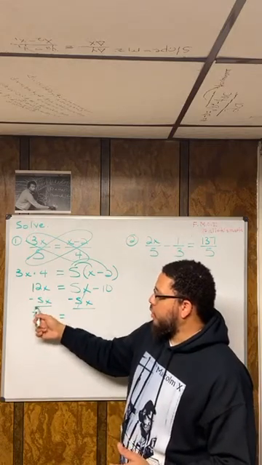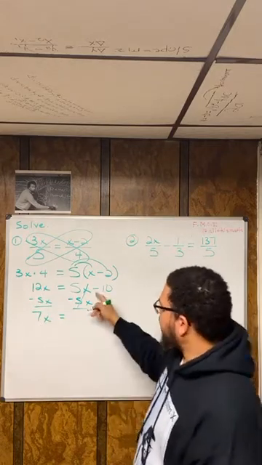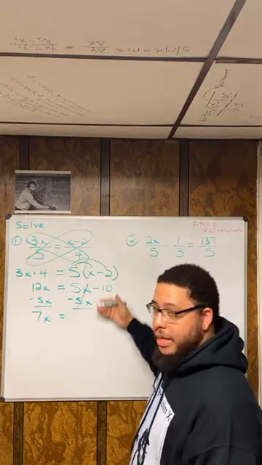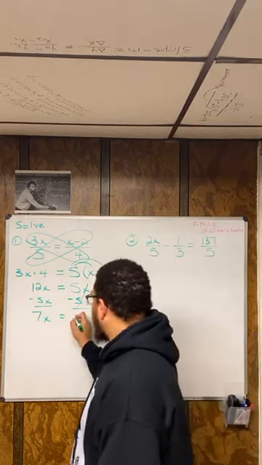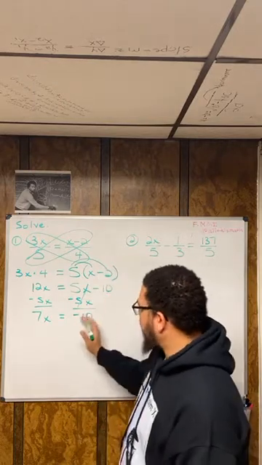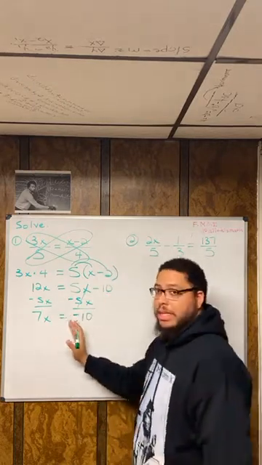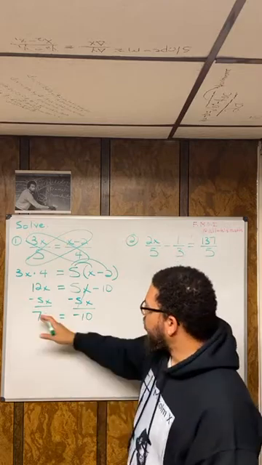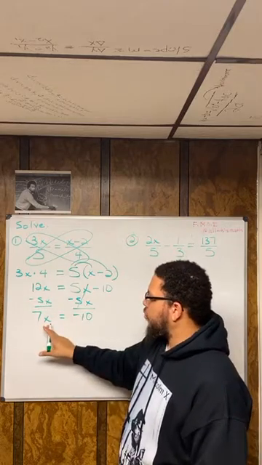Now we have 7x on the left side. But what about this negative 10? We need to bring that down, right? So we got 7x is equal to negative 10, right? And it doesn't matter if I slide it over a little bit, just as long as it's still on the right side of the equal sign. All right? So now I want to get x by itself.